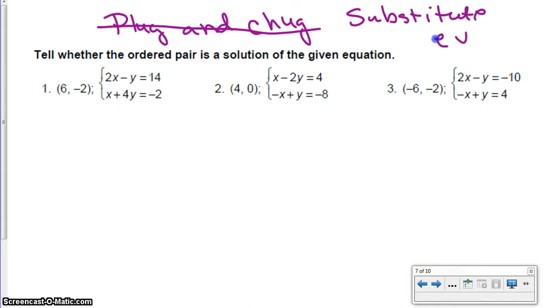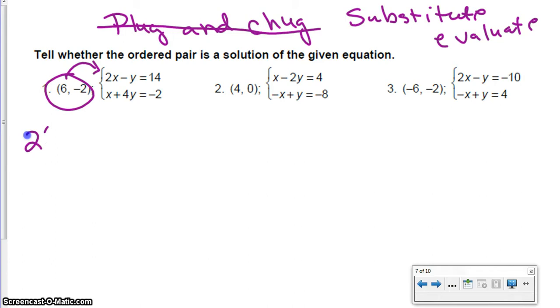Really and truly, what we want to say is substitute and evaluate. Now, what will happen with lazy children is they will take the first point, substitute it in, and if it makes the first equation true, they'll say, oh, that's the solution. But that's not the case, guys. You have to make sure that you check it in both.